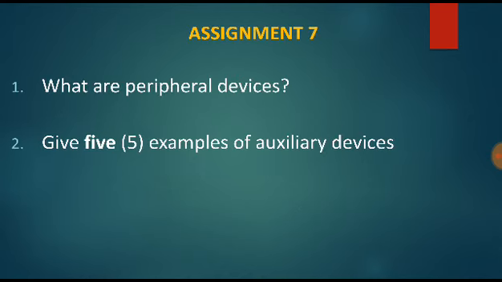This is your assignment, assignment number 7. The first question is, what are peripheral devices? So you write the definition for peripheral devices. Then number 2, give 5 examples of auxiliary devices. Auxiliary devices, as we know, is the same as peripheral devices.